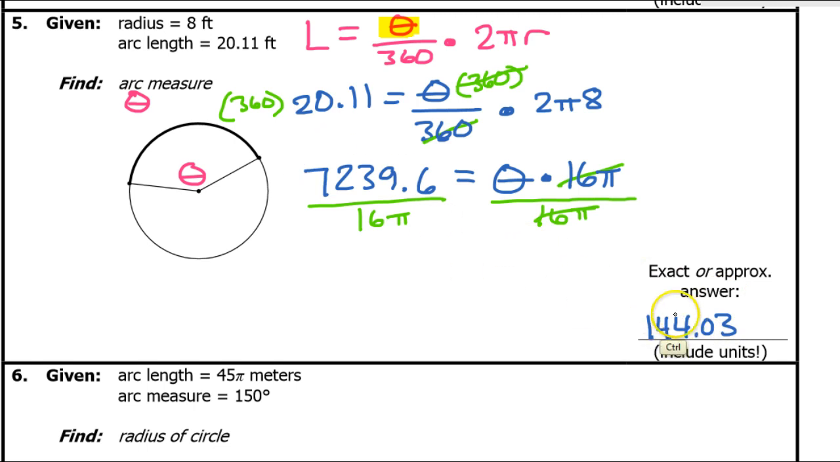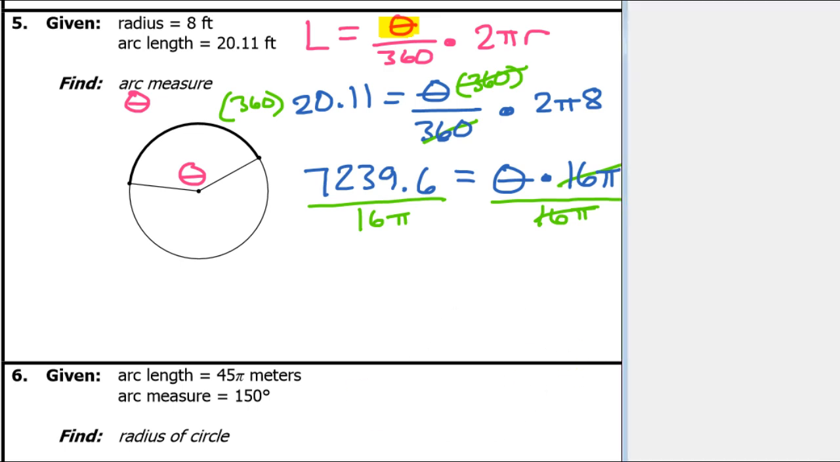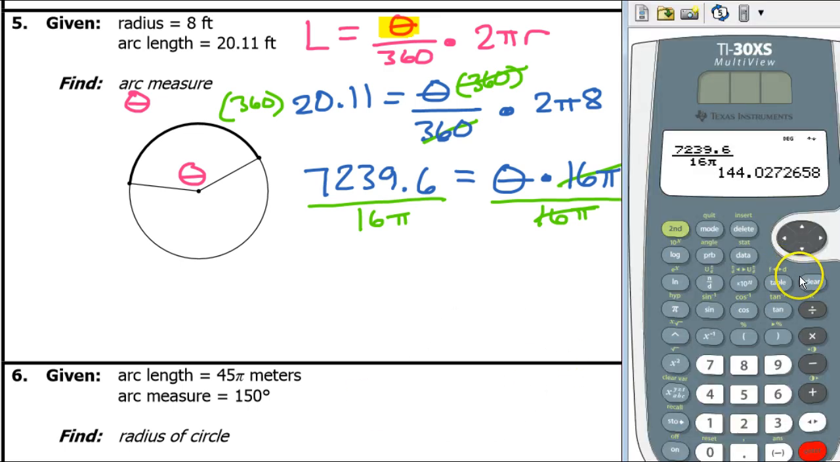Okay, theta. All right, arc measure, angle measure, these are in degrees. So don't forget the units, but it's just degrees. So that's the answer to number 5.